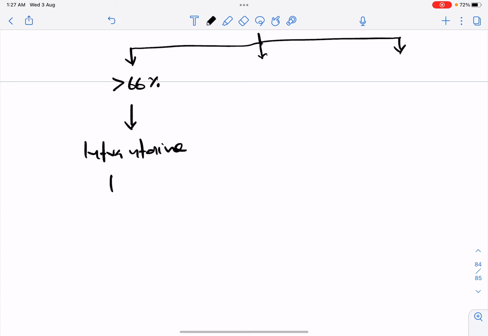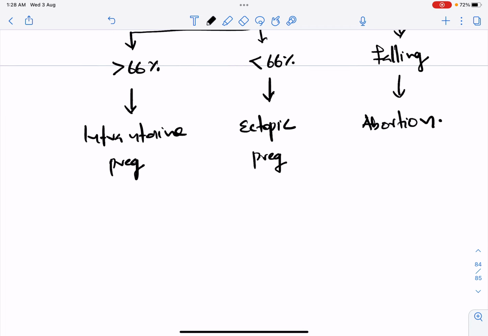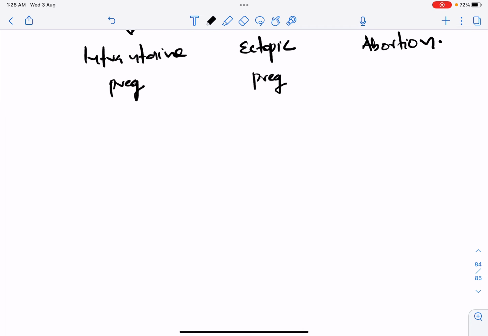Intrauterine pregnancy. What if the beta HCG is increasing, but the increase is less than 66%? It may be ectopic pregnancy. And what if the beta HCG is falling? It is not rising, instead it is falling. Then the pregnancy may be already aborted. The interpretation is abortion. So this is how you interpret a pregnancy of unknown location.